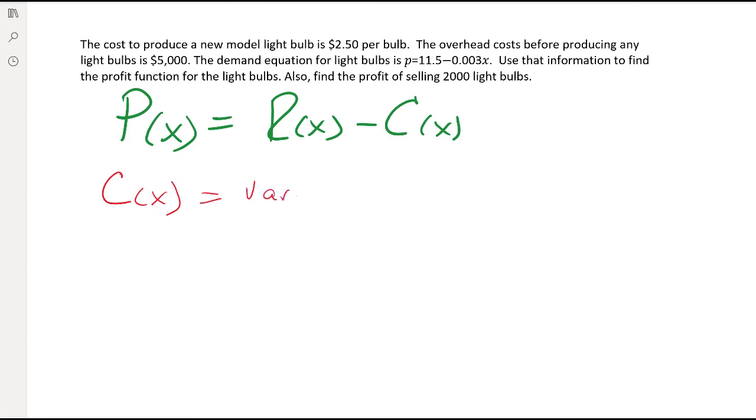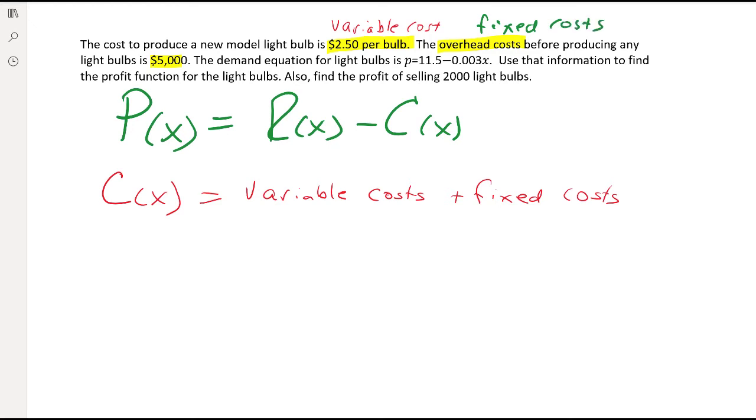Remember, we said our cost function is variable costs plus fixed costs. Well, variable costs are dependent on how many units you sell. Well, they tell us that the light bulbs cost $2.50 per light bulb. That right there is our variable cost. The overhead cost is $5,000. So overhead costs represent fixed costs, right? Because I have to pay for the overhead even if I sell 0 units. So with that being said, that means that our cost function is $2.50 times each light bulb. Remember, the variable x represents our quantity, so it's 2.50x plus our fixed cost of $5,000. That's our cost function. Okay?